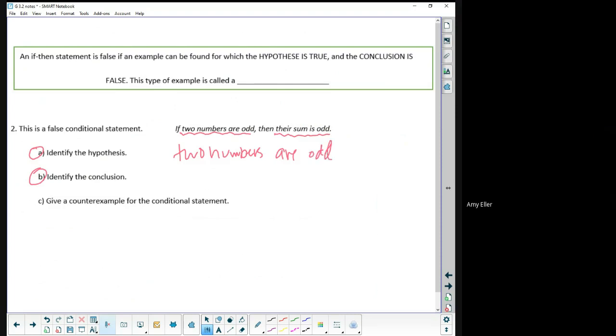Hypothesis, two numbers are odd. That doesn't have to be a full sentence because you're just kind of plucking it out. It's okay if you do write it as a sentence. Conclusion, their sum is odd.